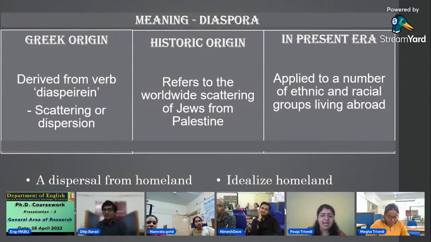And they always feel like a fish out of water. They are misfits in the hostland, and that's why they want to come back to the homeland. Even if they don't come back, they are constantly feeling an identity crisis, and they want to recreate their home in the other land.